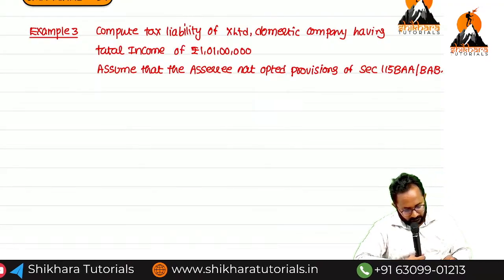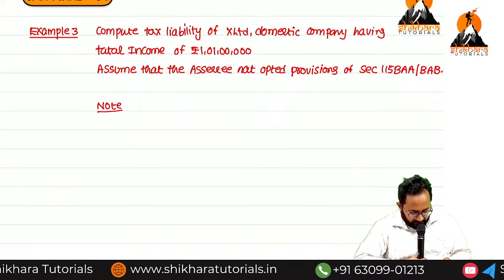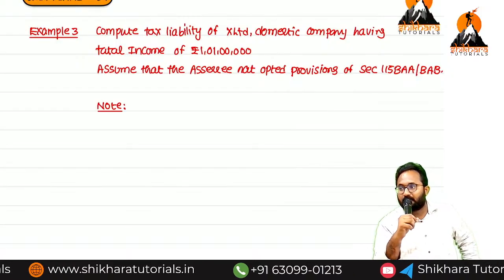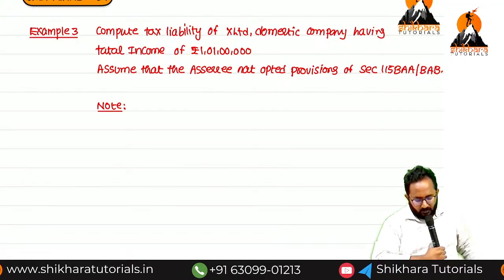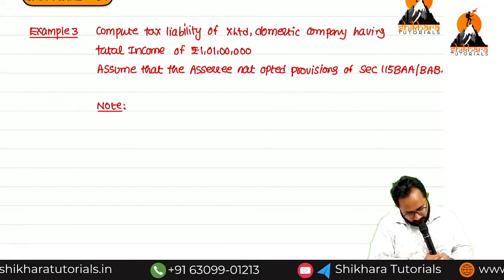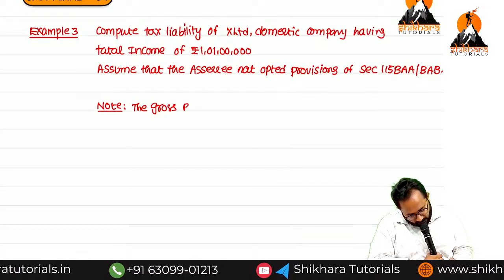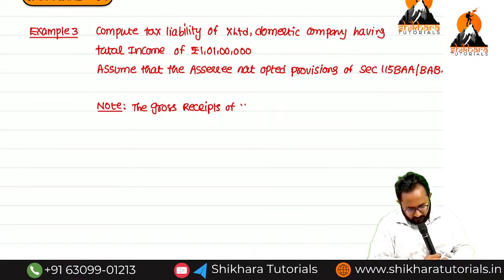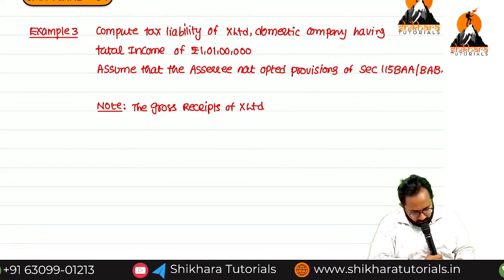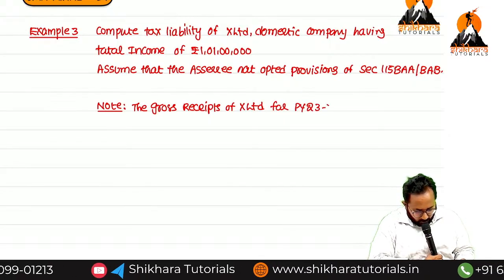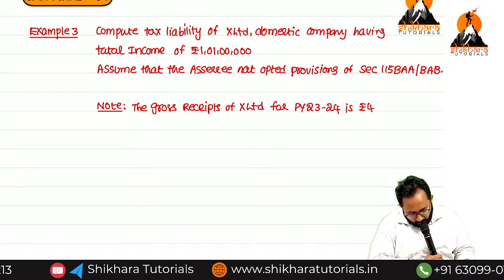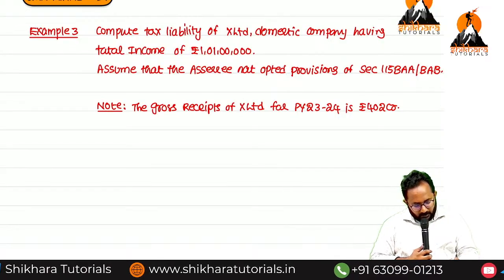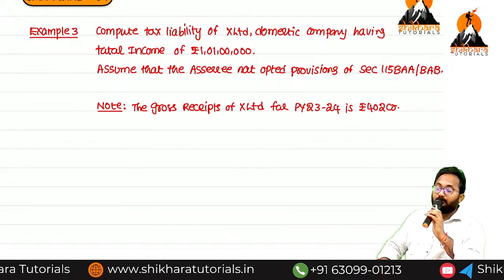Okay. Note point: domestic company tax rates depend upon the previous year 23-24 turnover. If it does not exceed 400 crores, 25%, otherwise 30%. So now for this purpose also I have given the gross receipts of X Limited for previous year 23-24 as rupees 402 crores. Then what rate is applicable? 30%.